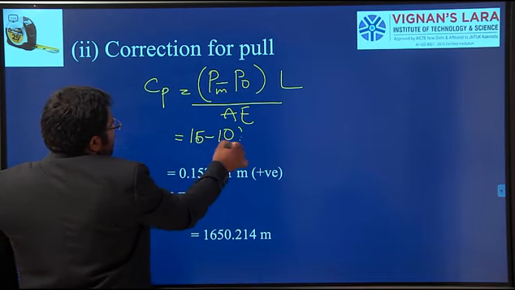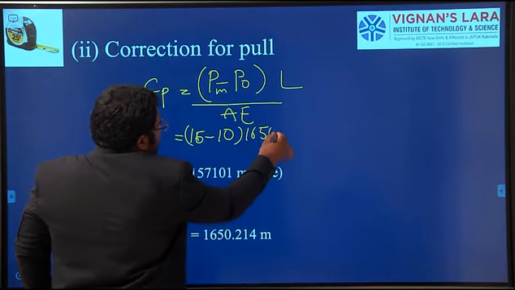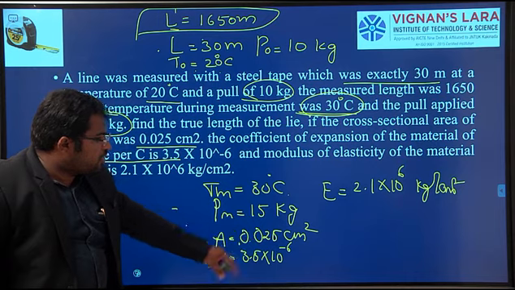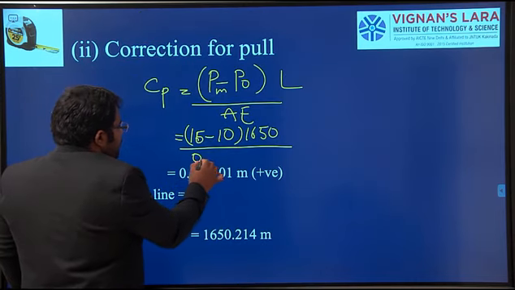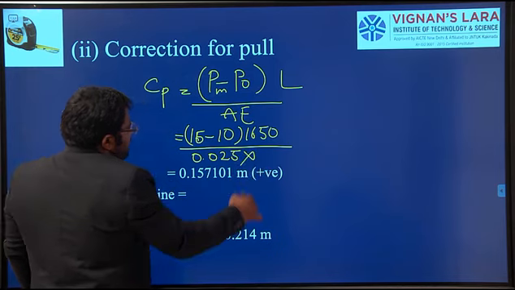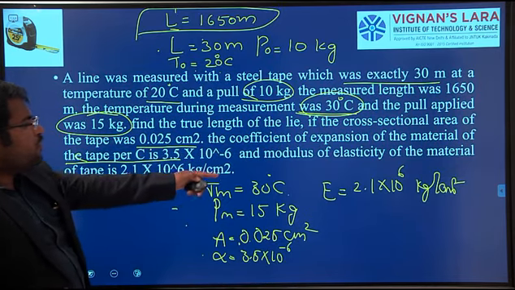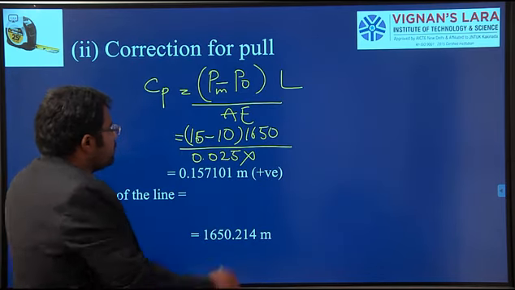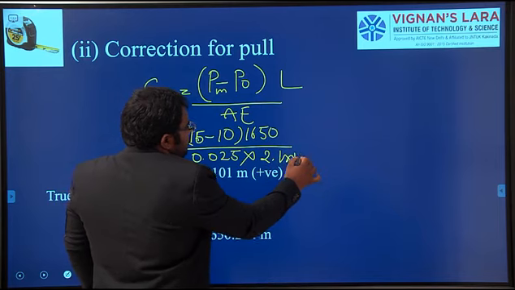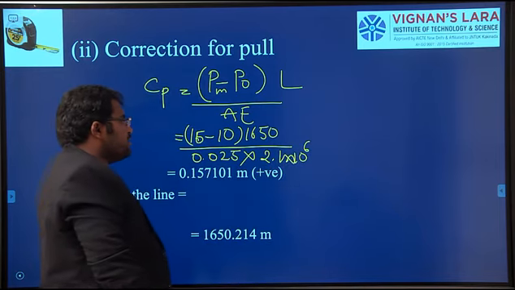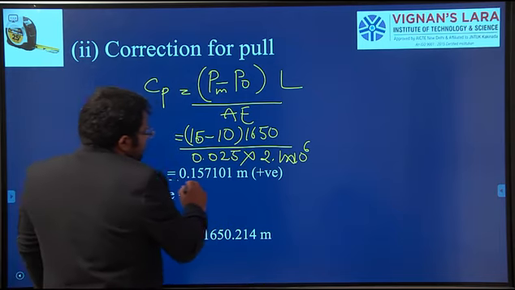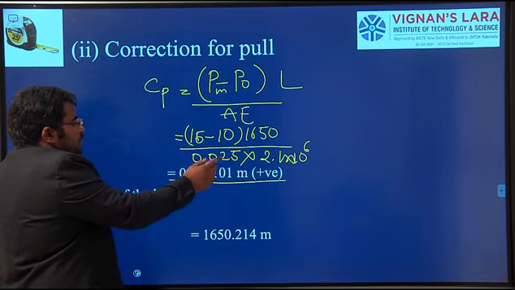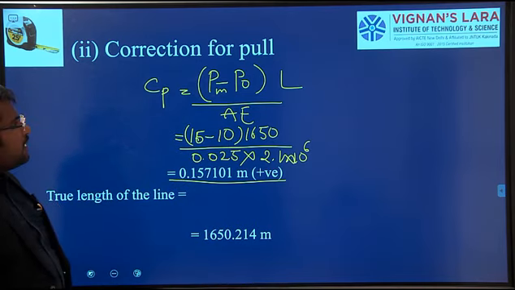So here we have to write 15 minus 10 into 1650 divided by the area given. Area they gave is 0.025 centimeter square, into the E value, 2.1 into 10 power 6 kg per centimeter square. Substitute 2.1 into 10 power 6 Newton per centimeter square. After calculating, you will get a value of 0.157101 meter. You will get the answer.